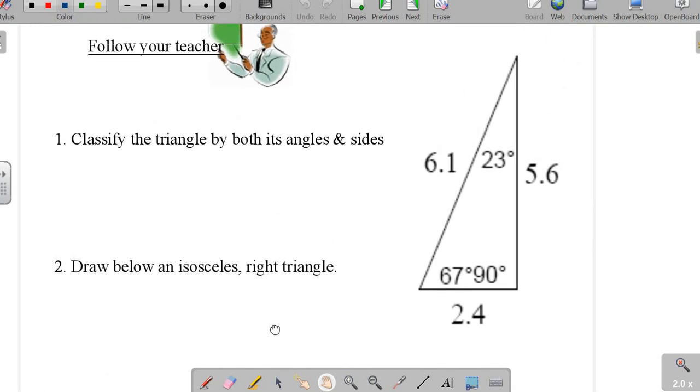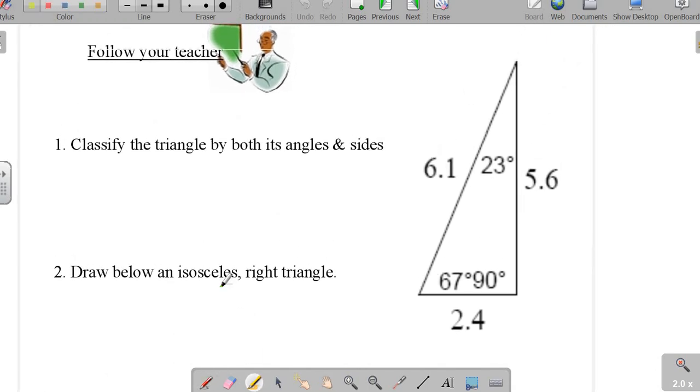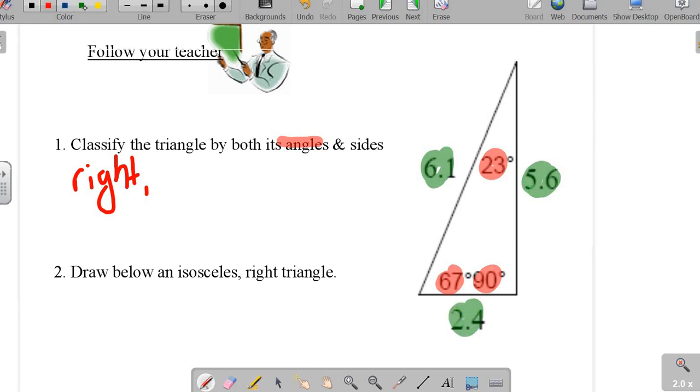So we're going to classify the triangle both by its angles and by its sides. First, we're going to classify by its angles. Notice that we have one angle that is 90. So that means this triangle qualifies as a right triangle. Now let's take a look at the sides. Notice none of the sides are of equal length, so we would call this a right scalene triangle. And the symbol for triangle, guess what, is a little baby triangle. Isn't that easy?